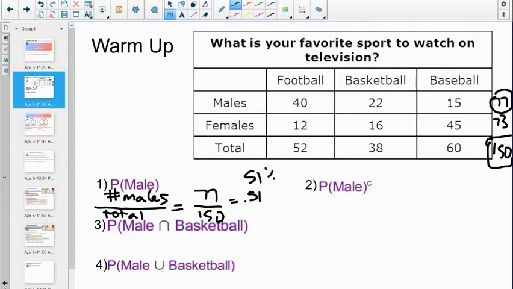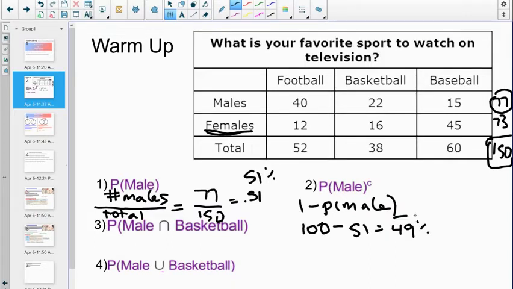Number 2 is the complement of finding a male. That's the same thing as the probability of a female, but remember our trick where you would take 1 minus the probability of male? Since we already know the probability of male, we can take that 100% and subtract the 51% to get us 49%. So 49% are not male.